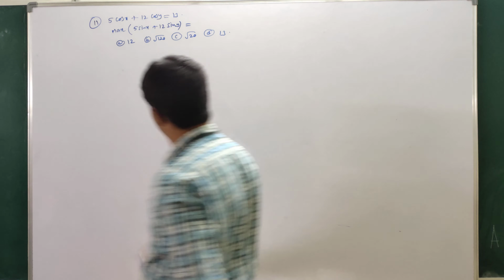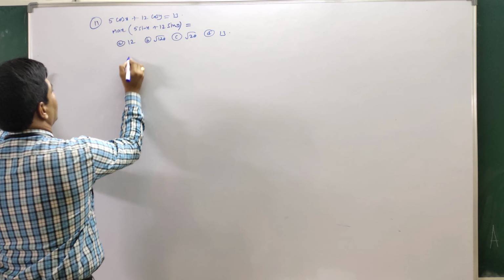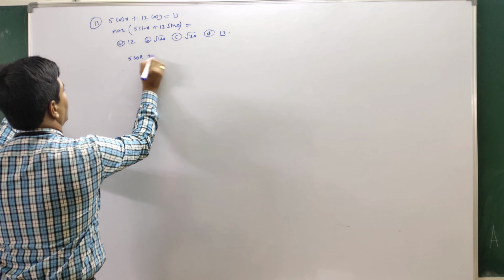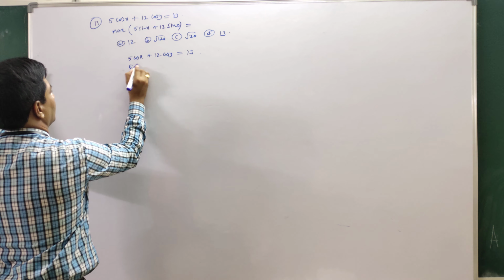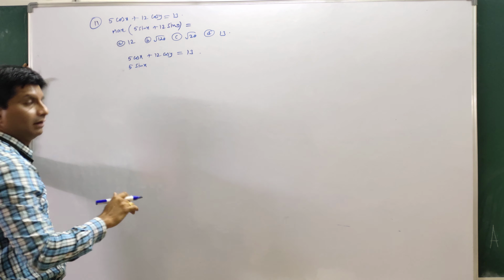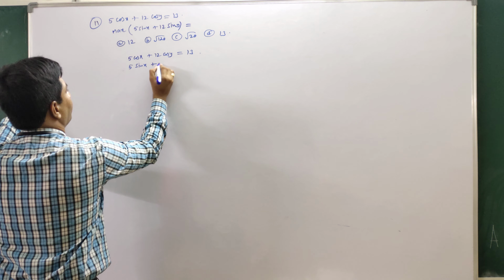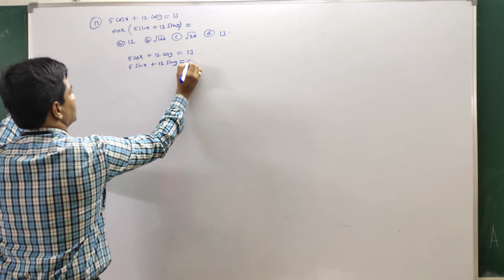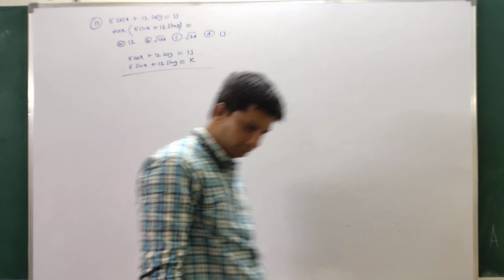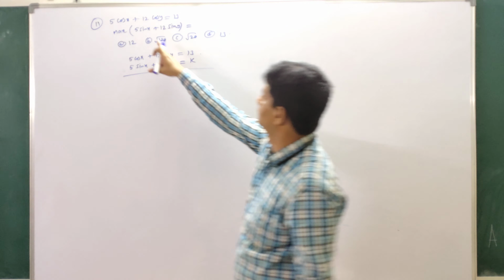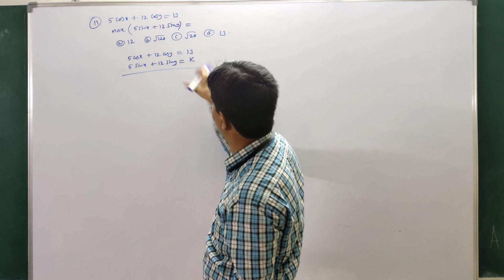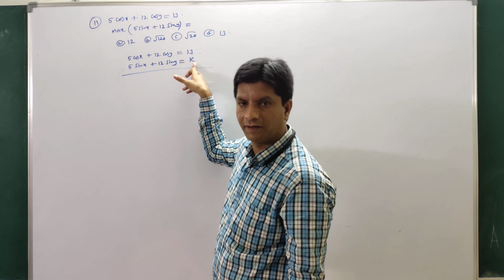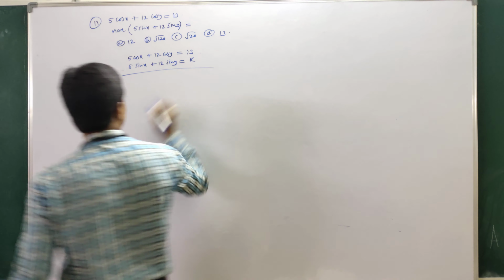Let us take the first one. For example, what is given? 5 cos x plus 12 cos y equal to 13. Take the second one. We will find the maximum value later. First of all, I am assuming the value of 5 sin x plus 12 sin y equal to some k. Okay? Let us assume this value. We don't know this value. Let us take 5 sin x plus 12 sin y is equal to k. Since we have to find the maximum value of this thing, that means we have to find the maximum value of k. Right? Squaring and adding.